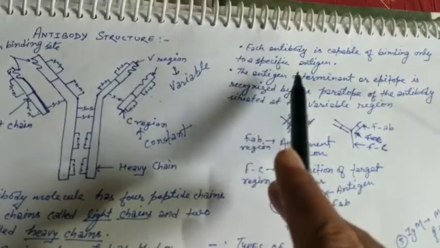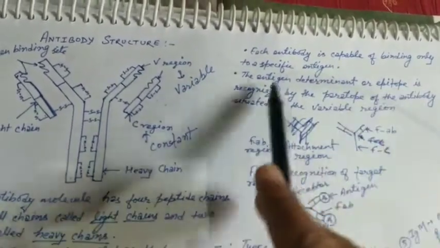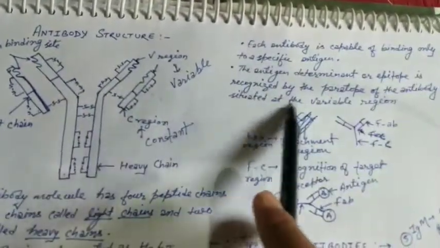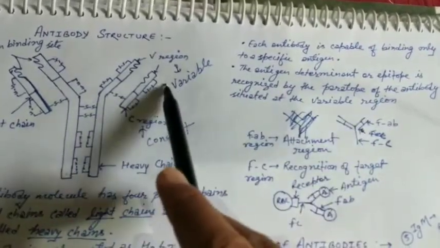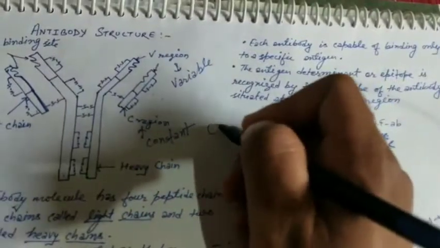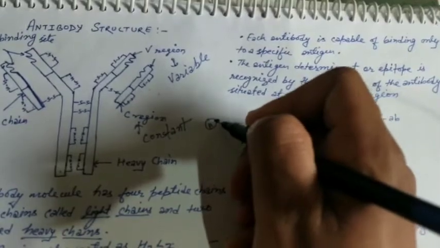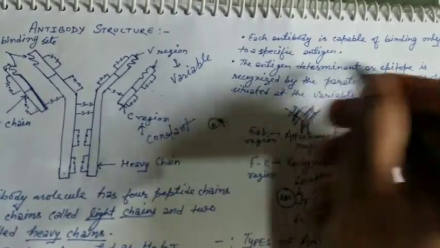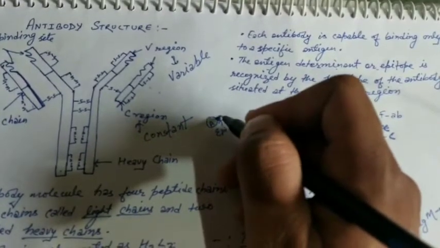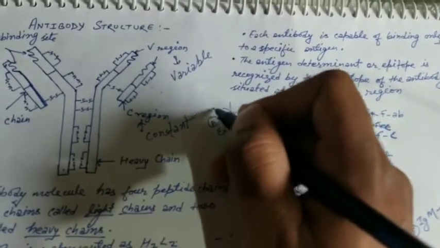The antigen determinant or epitope is recognized by the paratope of the antibody situated at the variable region. Variable region मैंने अभी आपको दिखाया था. सो देखिए, अगर हम सोचें कि दिस वन इज एन एंटीजन, तो एंटीजन का ये रीजन जो है, जो एंटीबॉडी से बाइंड होता है, इसे हम नाम दे देते हैं ईपीटॉप या एंटीजन डिटर्मिनेंट. ये है ईपीटॉप, और ये एंटीबॉडी के वेरिएबल रीजन से बाइंड हो जाएगा.